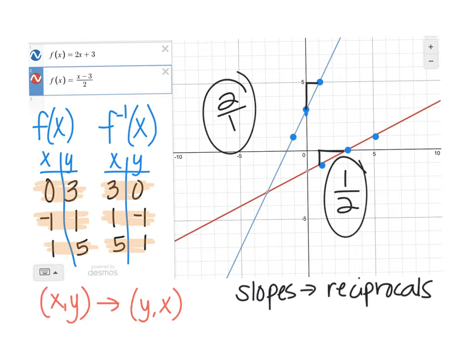All right, the last thing that I just want to point out when you have these, take a look at the y-intercept of my function. It looks like it was 0, 3. Now in my inverse function, it's 3, 0, and now it becomes the x-intercept. So that's just kind of one other cool thing.